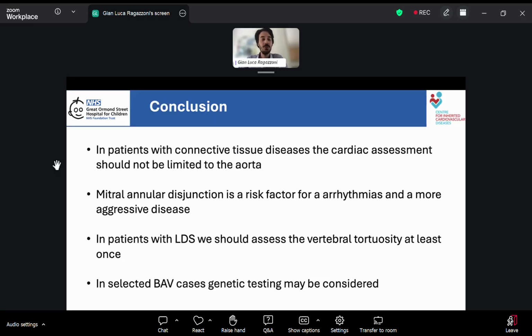But to conclude, in patients with connective tissue disease, the cardiac assessment should not be limited to the aorta. We should look at the mitral valve, and the mitral annular disjunction is a risk factor not only for arrhythmias, but also for more aggressive disease. When we have patients with low HDS, we should assess the vertebral tortuosity at least once. And in selected patients with the bicuspid aortic valve, we should also be considering genetic testing, as there might be a genetic underlying cause.